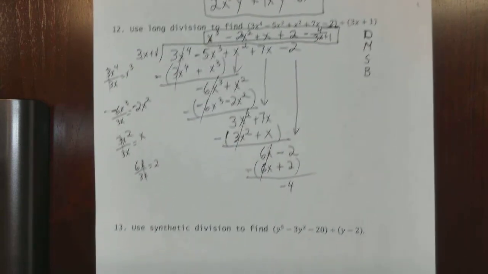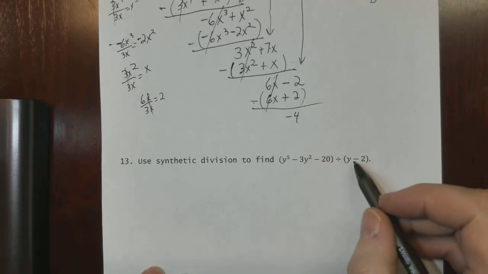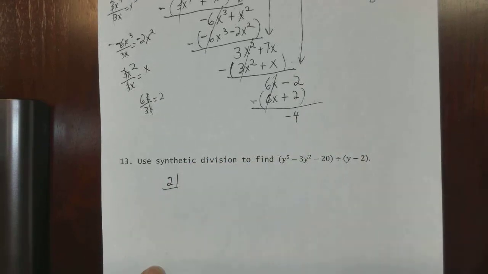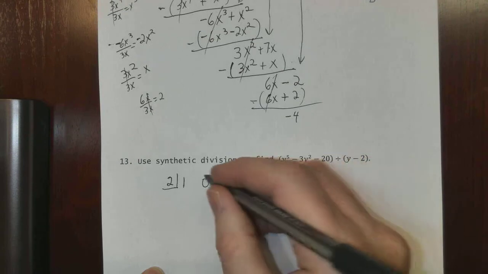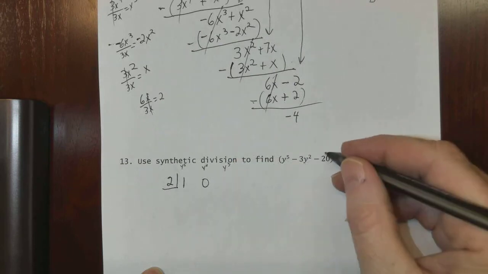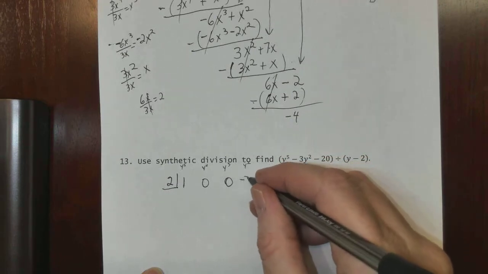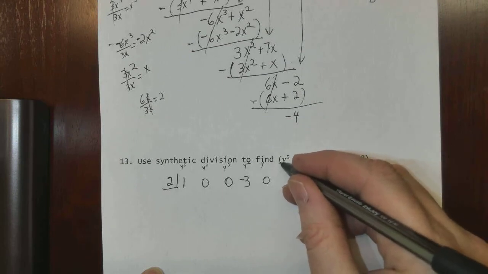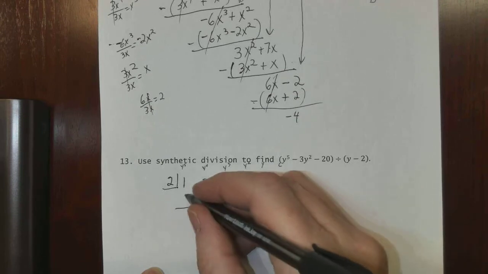And then last but not least, number 13. Use synthetic division. Okay, y minus 2. Change that sign. The negative 2, it's positive 2 when it's in the box. And then 1 y to the 5th, 0 y to the 4th. This is the y to the 5th. This is the y to the 4th. The y to the 3rd, I don't have one, so that gets a 0. The y to the 2nd, that gets negative 3 for its coefficient. The y, another 0, because I don't have a y, and then the constant is negative 20. Leave a space, and then draw the line.